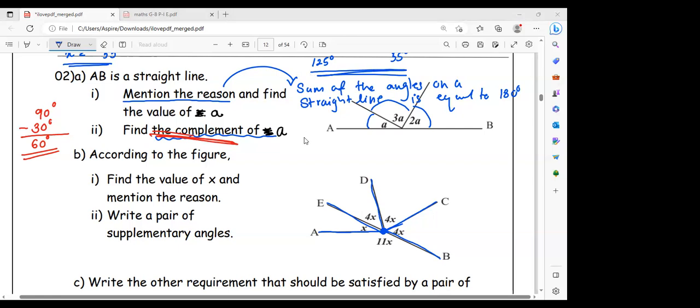The sum of the angles around a point is equal to 360. Okay, did you understand? Yes, madam. Okay, then you can write the sum of all the angles around this point.